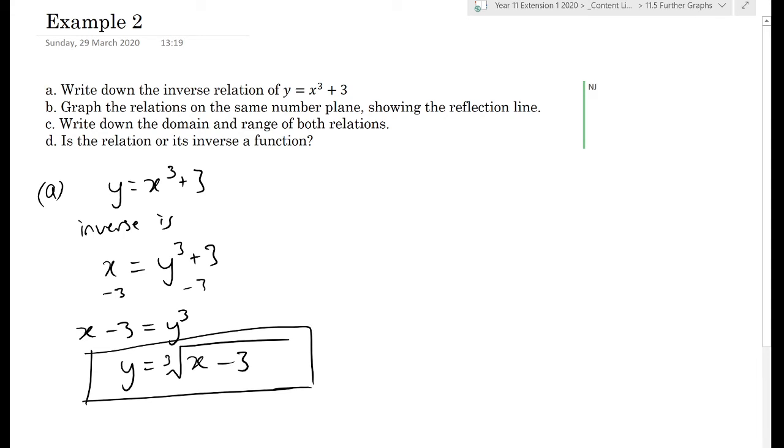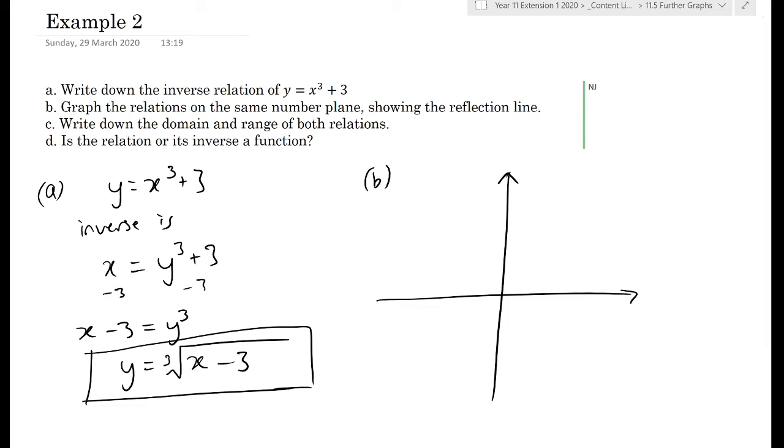Now I didn't have to do anything with the first example because it was a circle, and just swapping them around, everything's on the left hand side anyway. But with this one, I make y by itself so I can see whether or not it is a function or a relation. So, part B. Graph the relations on the same number plane, showing the reflection line.